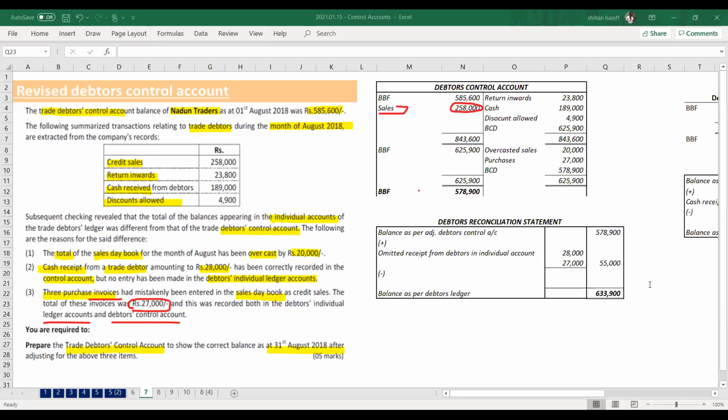So what should we write as description in the reconciliation statement? A reconciliation statement. Description 27,000: purchase invoice recorded as sales.